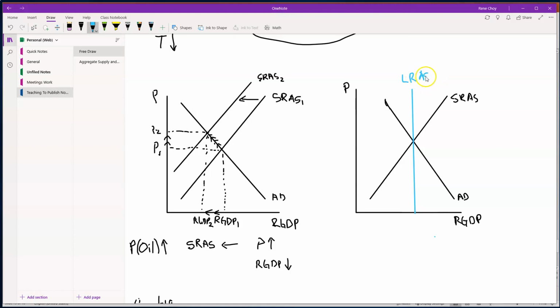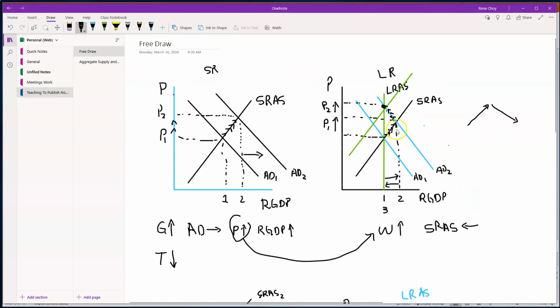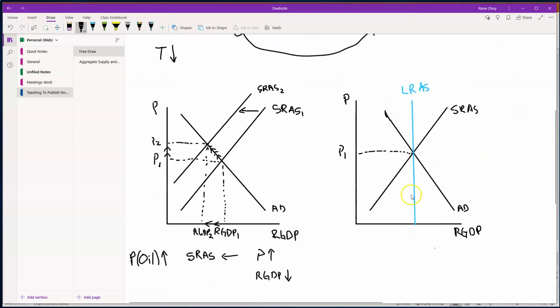So to create sustainable economic growth, the idea is that you have to be able to shift both the aggregate demand and the aggregate supply to the right, so that you don't create this effect here where you end up with high inflation and a sort of move back or push back in economic activity. Now, in order to be able to create that, what we need to do is we need to move to the right both the short-run aggregate supply and the aggregate demand.